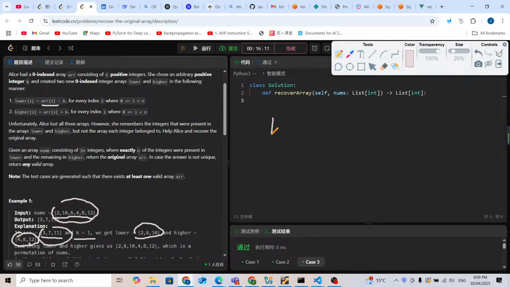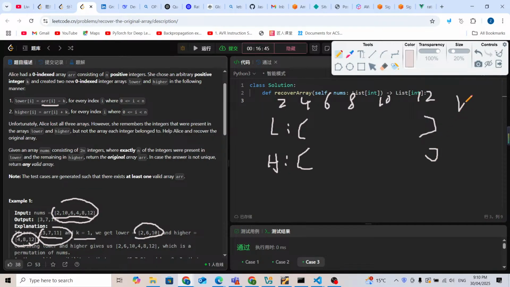So first of all, this is the lower array, and this is the higher array, and here we have the original combination of the lower and higher. So first of all, we're going to use the greedy idea. We're going to sort the nums array. So it's going to be something like 2, 4, 6, 8, 10, and 12. Now we want to just fill some numbers inside the lower array and inside the higher array.